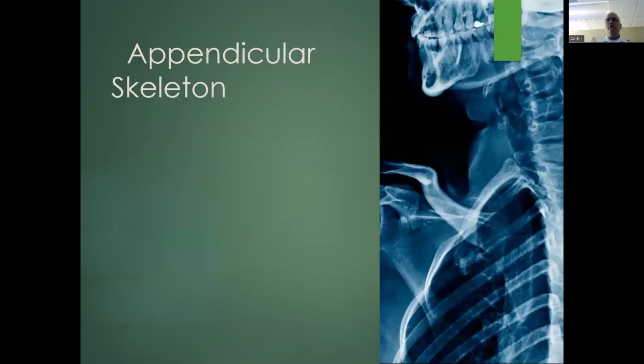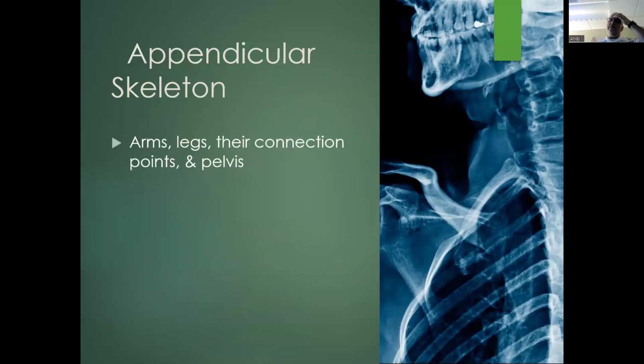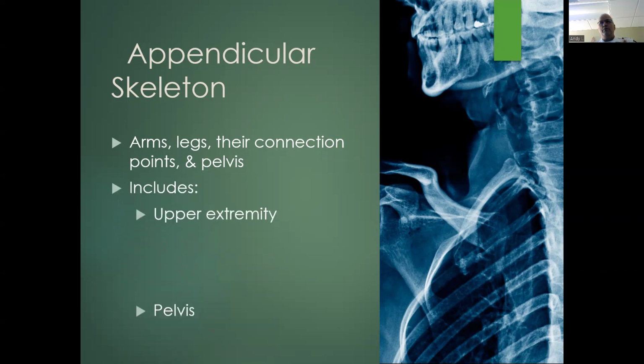Now let's talk about the appendicular skeleton. This is all the arms and the legs, their connection points, and the pelvis. That includes the upper extremities, the pelvis, and the lower extremities.